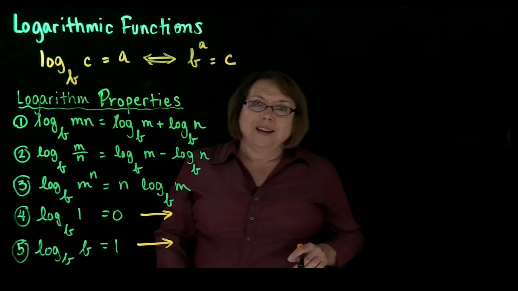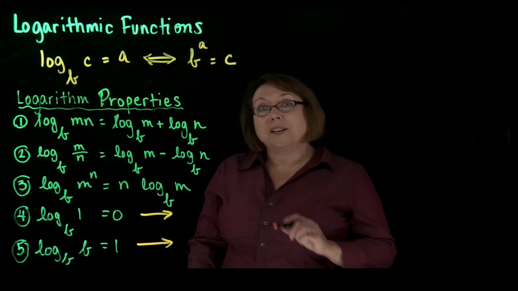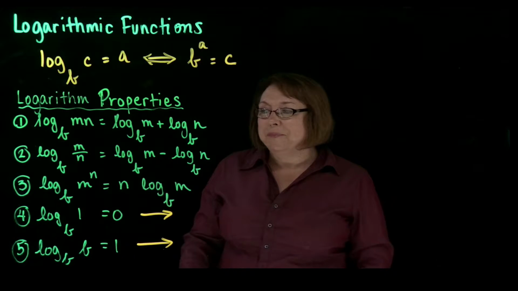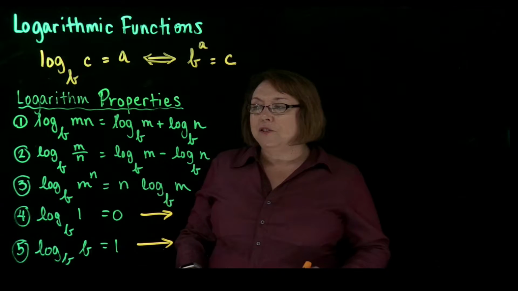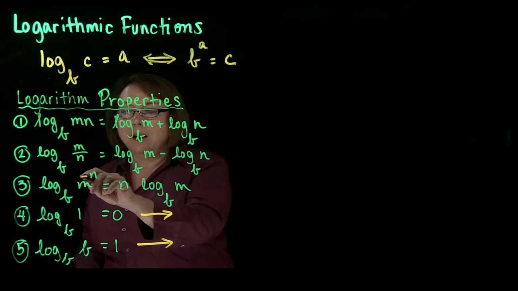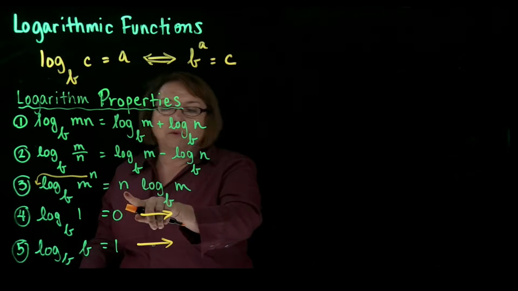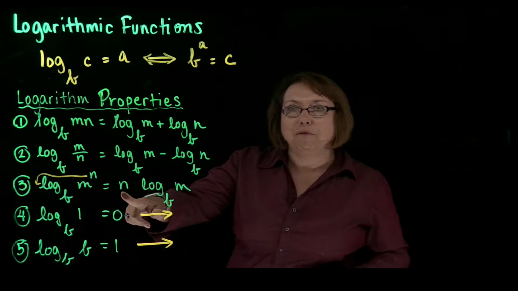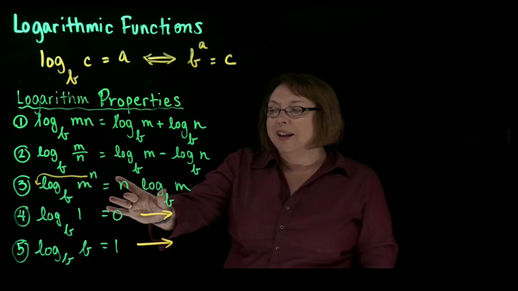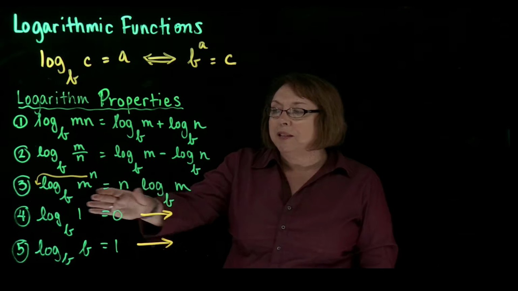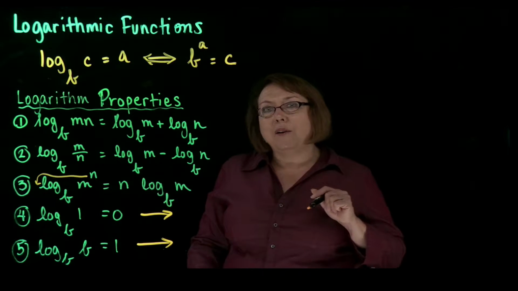Property number 3 is a very useful property, so keep this one close and handy. For log base b of m raised to the n power, the n power can come down and become a multiplier in front of the logarithmic expression: n times log base b of m. Very, very handy.